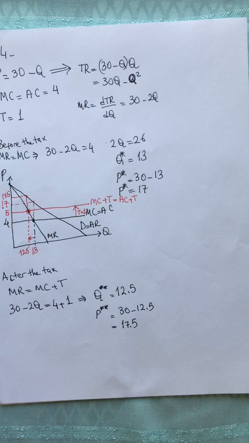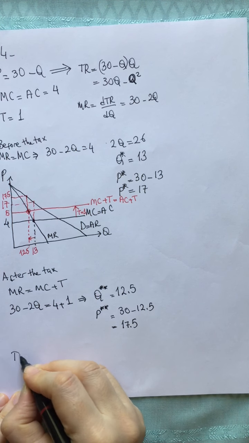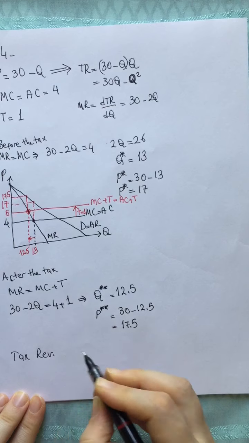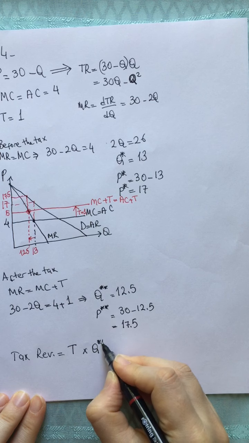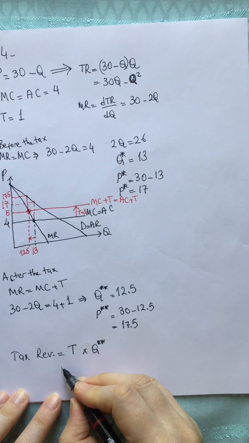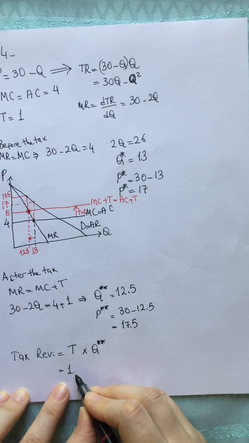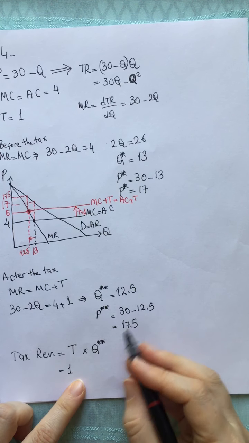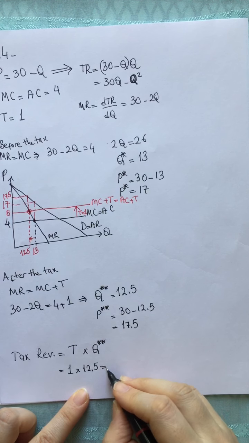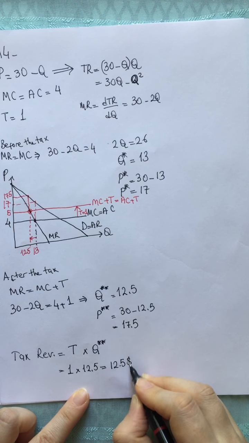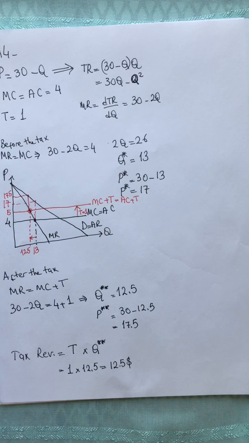What price and quantity does the monopolist choose and how much revenue does the government generate from the tax? So the tax revenue of the government is the unit tax times the level of output after the tax. The unit tax is $1 per unit of good, and the firm will produce 12.5 units of output. So the tax revenue of the government is $12.5. That was the end of question 4.